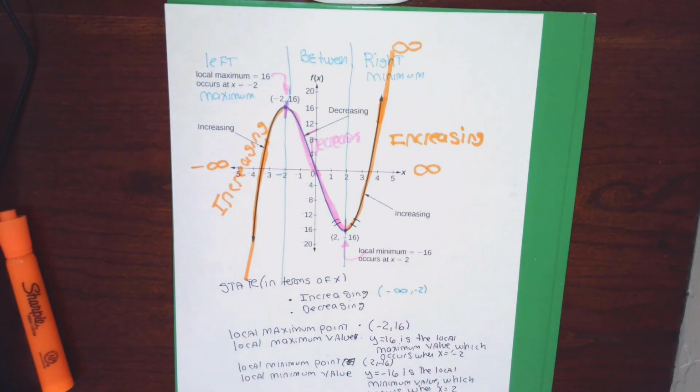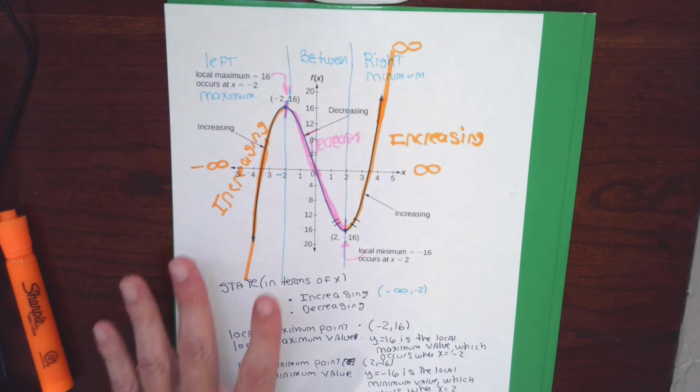And for increasing and decreasing, it's never square brackets. Don't have to worry, it's always round brackets. So that's the first interval.